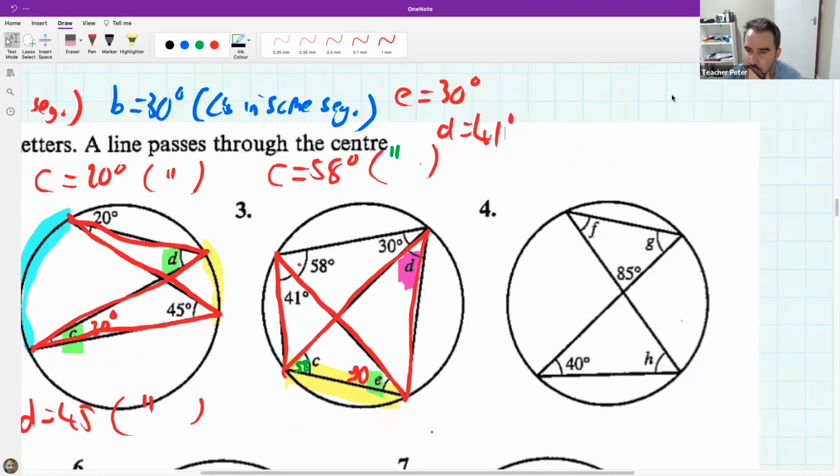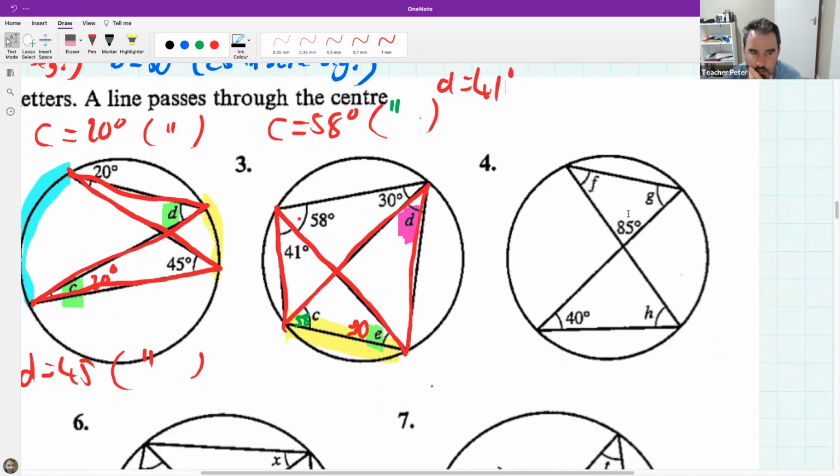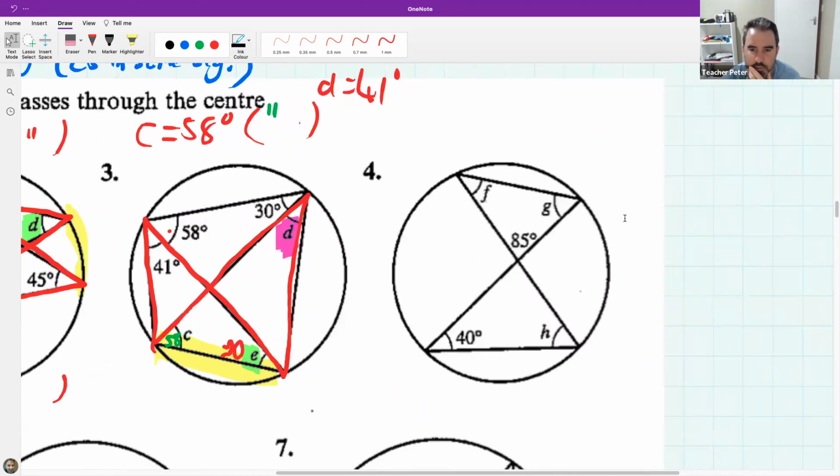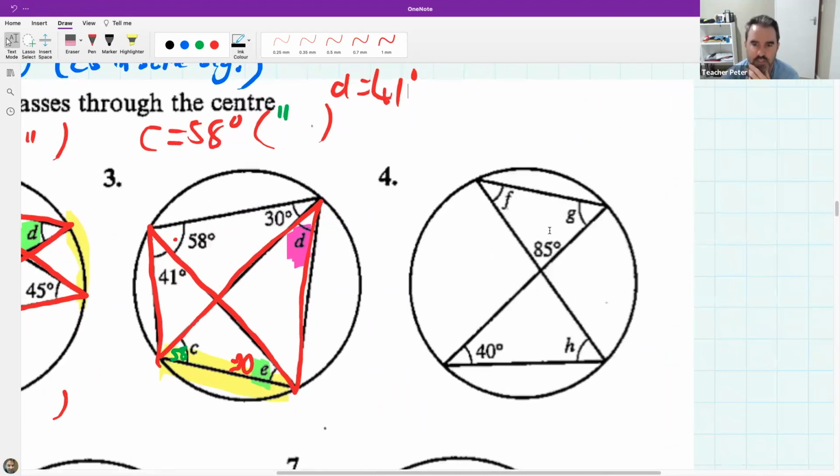Let's do number 4. I'm not going to escalate too much yet, but I definitely sense that you guys can take some more difficult questions. But let's try and do number 4, because it is a bit different, because there's no parallel lines. So find me F, G, and H.